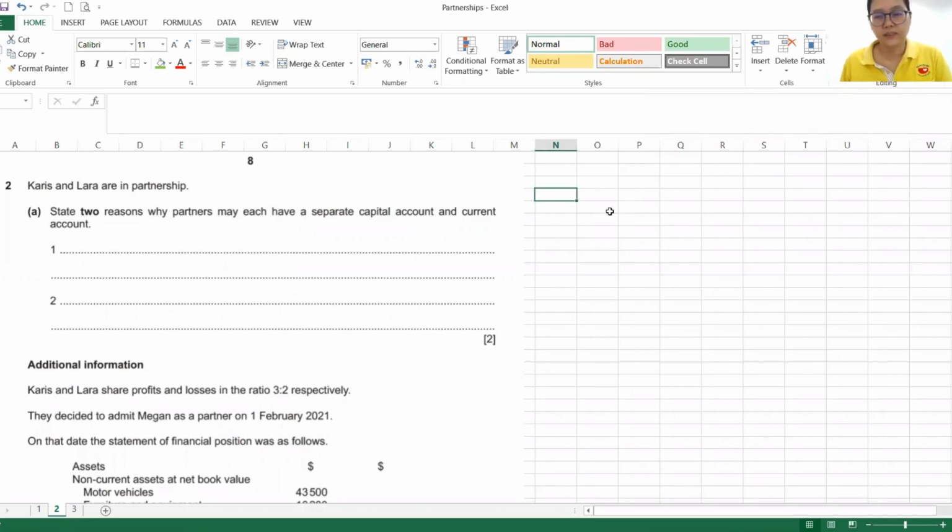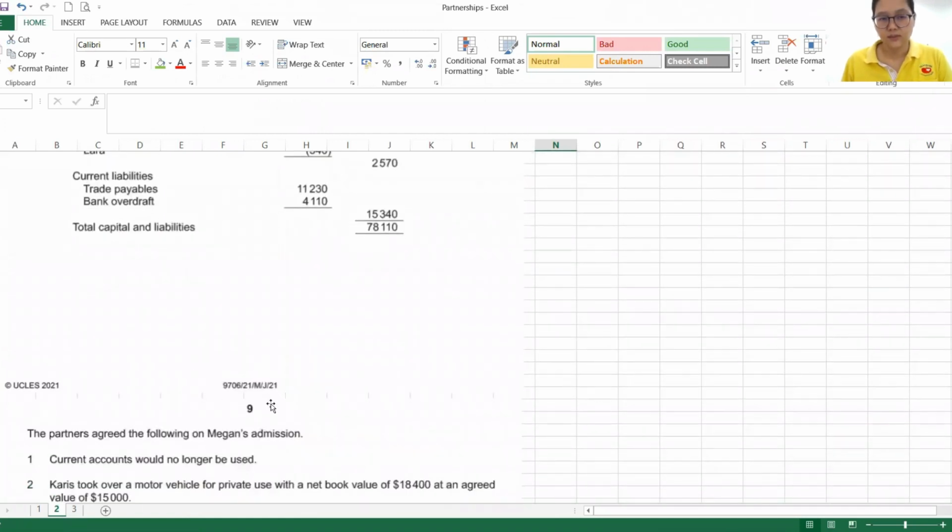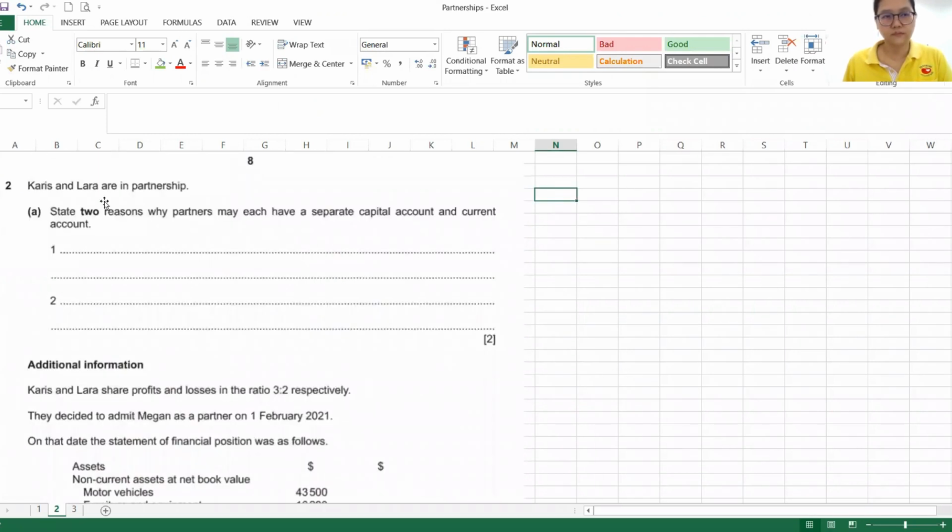We will continue to question number 2 for the A-level accounting structure question. This question I picked from the year 2021, paper 21, May/June. Caris and Lara are in partnership. Give 2 reasons why partners may each have a separate capital account and current account. Why does the business, or the partnership, need to maintain them? The purpose of maintaining the 2 accounts.